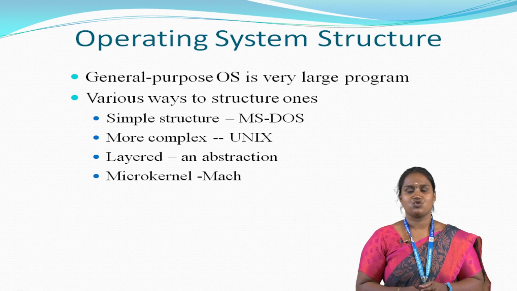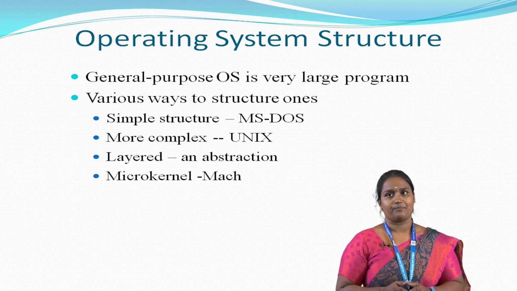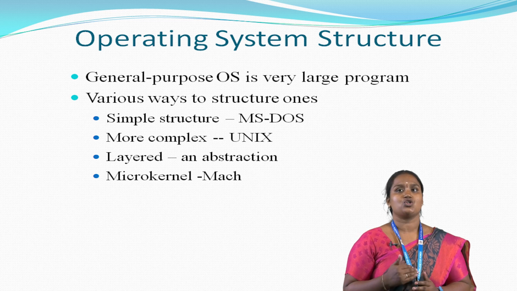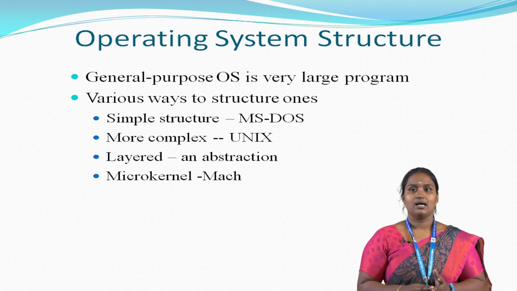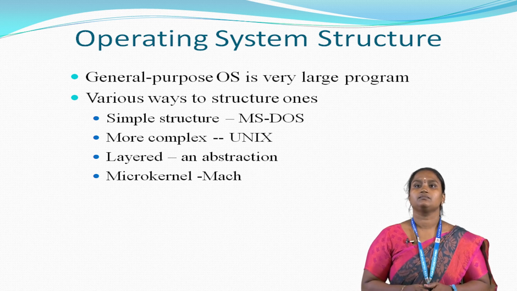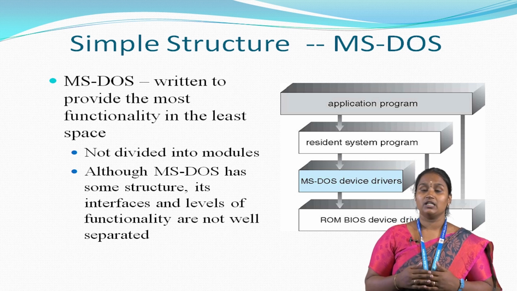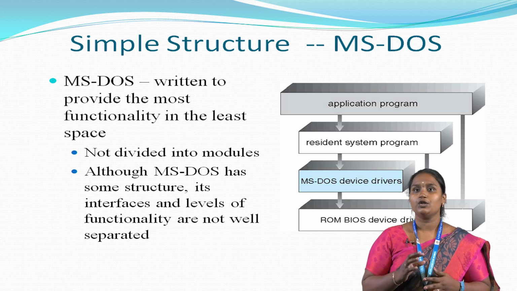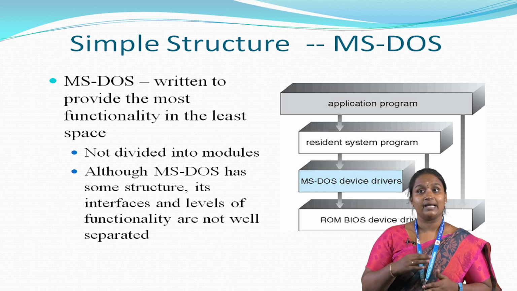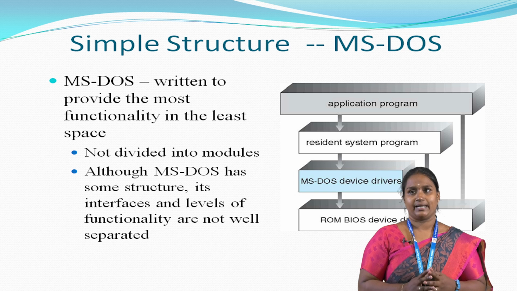Operating system structures. A general-purpose operating system is a very large program. There are various ways to structure one: simple structure, more complex, layered and microkernel. MS-DOS is written to provide the most functionality in the least space and is not divided into modules. Although MS-DOS has some structure, its interfaces and levels of functionality are not well separated.